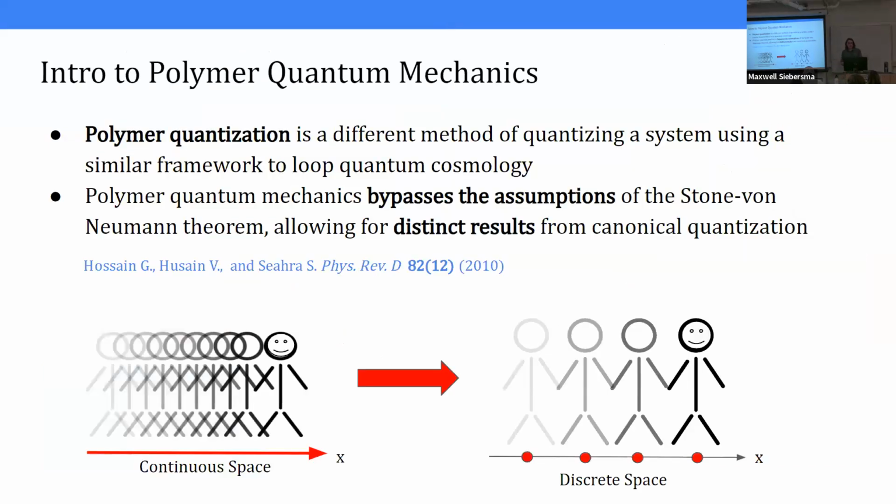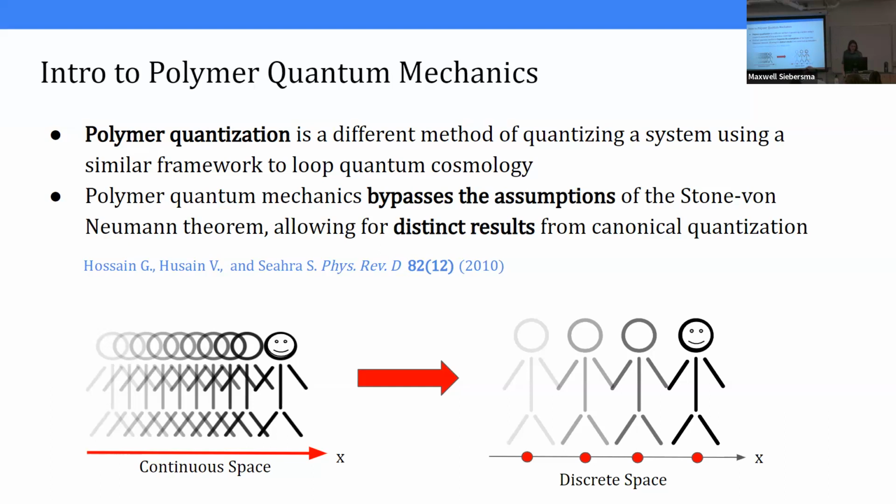So polymer quantization basically is a different method of quantizing a system than what we see in ordinary classroom quantum mechanics, which I'm going to call Schrodinger quantum mechanics. And it uses these quantization ideas from quantum cosmology. And importantly, it bypasses some of the assumptions of the Stone-von Neumann theorem, giving us distinct results physically. And so the main idea that we get from polymer quantization is instead of having this continuous space you can move along on, we end up with this discrete space.